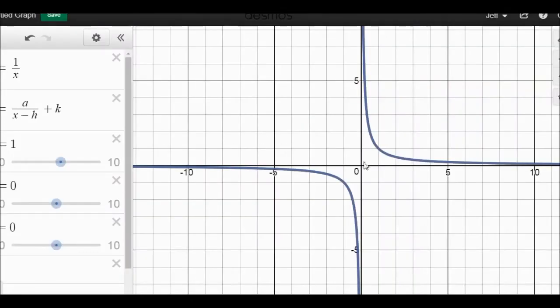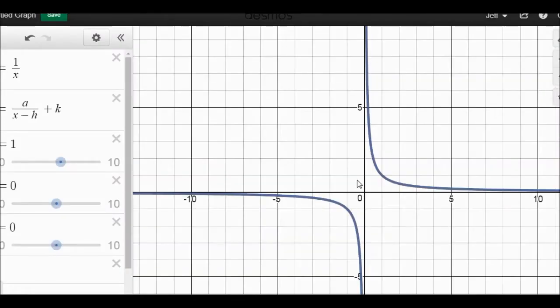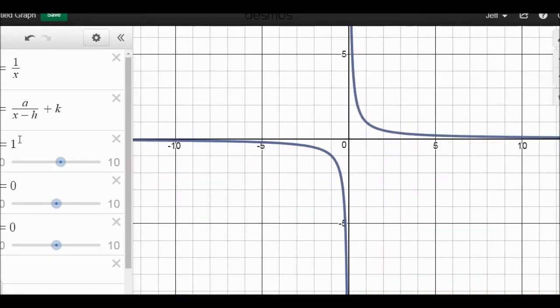Okay, so you guys probably know that already. But let's take a look. See, x equals 0, vertical asymptote. So if I move this over, the h value, the vertical asymptote moves as well. So here is h equals 5. Look at that, the vertical asymptote moves over. Okay? Does that make sense? Questions?